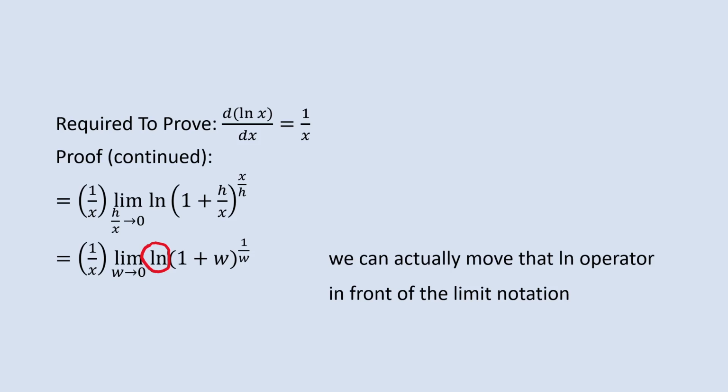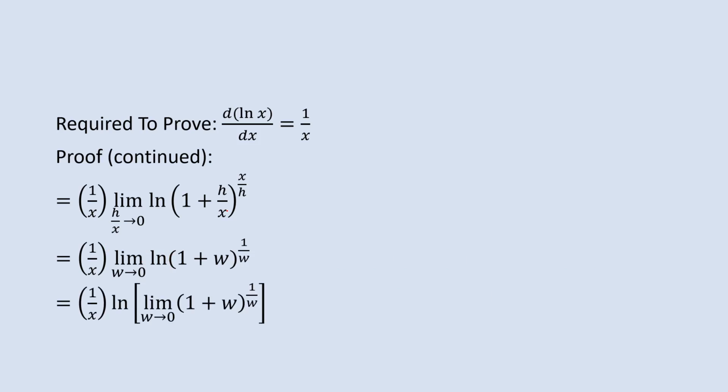we're going to move this ln operator. We're going to put it in front of the limit notation, and we're actually allowed to do that. So instead of the limit as w goes to 0 of the natural logarithm of that quantity, we'll say the natural logarithm of the limit as w goes to 0 of that quantity. And we are left with this expression right here.